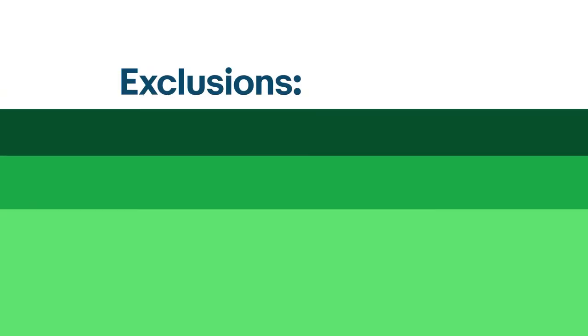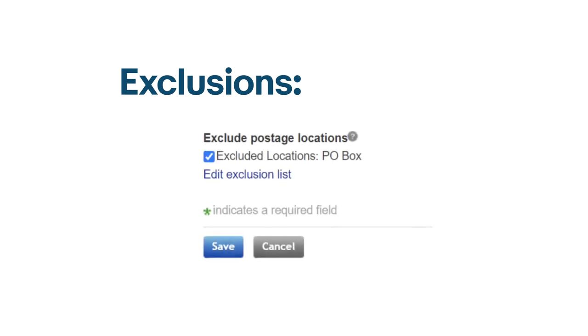The final step for your postage policy is exclusions. We recommend sellers who don't use Australia Post choose to exclude PO boxes. Then click Save. Congratulations, you've created your eBay Plus postage policy.